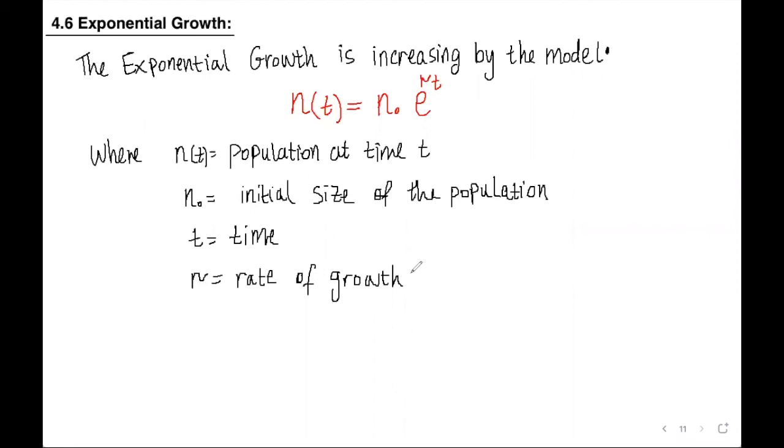Any question for this model? So you have to know this formula, and you have to know what N of t, N0, r, and t mean. Does the r have to look like that? What do you mean look like that? Yes, it's supposed to be a small r, the letter r, like this.